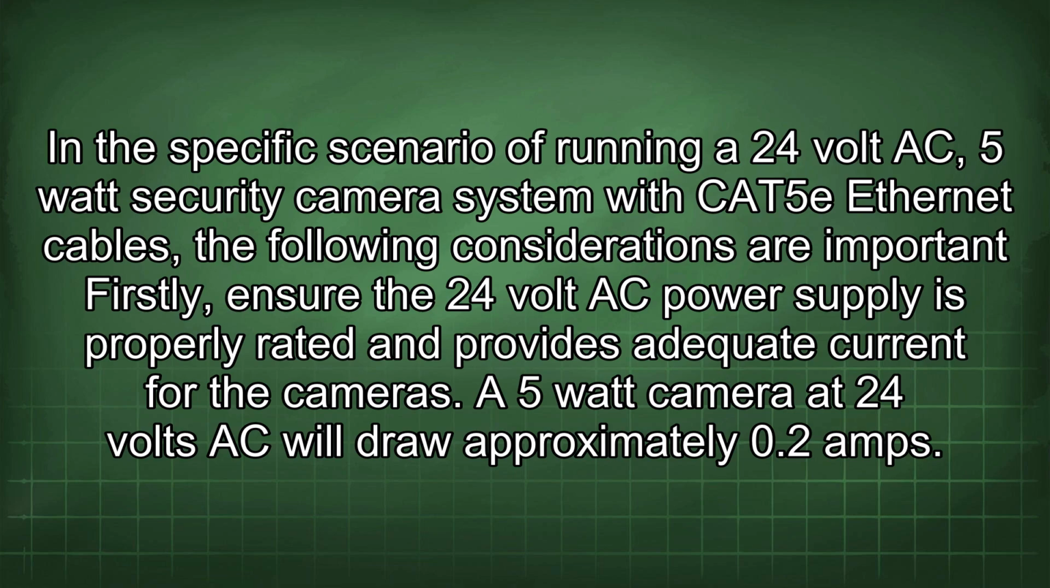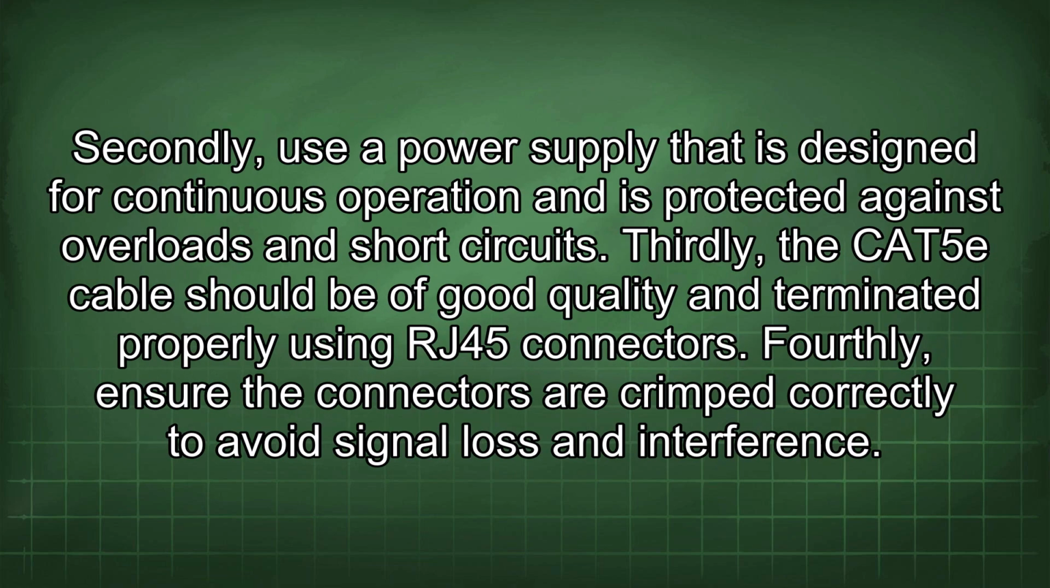In this specific scenario of running a 24-volt AC, 5-watt security camera system with CAT5e Ethernet cables, the following considerations are important. Firstly, ensure the 24-volt AC power supply is properly rated and provides adequate current for the cameras. A 5-watt camera at 24 volts AC will draw approximately 0.2 amps. Secondly, use a power supply that is designed for continuous operation and is protected against overloads and short circuits.